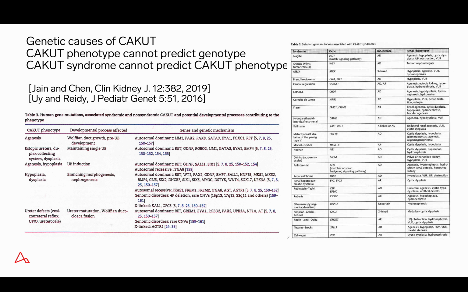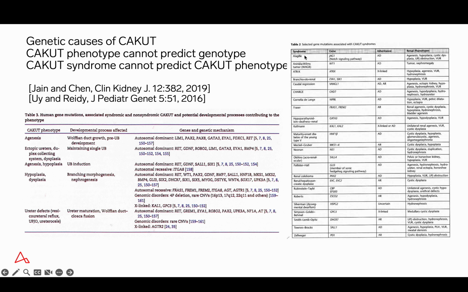If we just look at genetic causes of CAKUT, the CAKUT phenotype does not predict the genotype. And again, don't try to read these tables, but listed in this table on the left, we have a CAKUT phenotype listed here, and as you can see, there are numerous mutations that can give rise to an individual CAKUT phenotype. Similarly, the CAKUT syndrome cannot predict the phenotype.